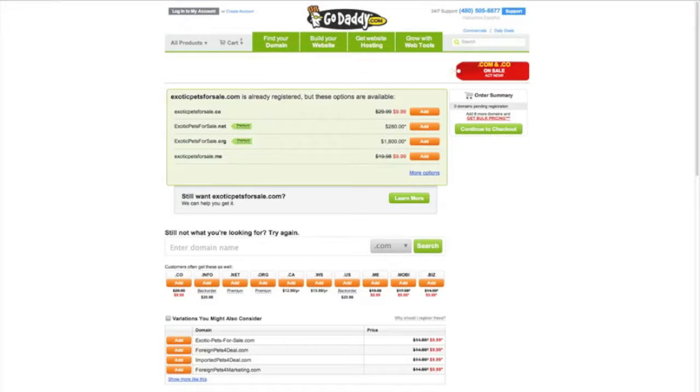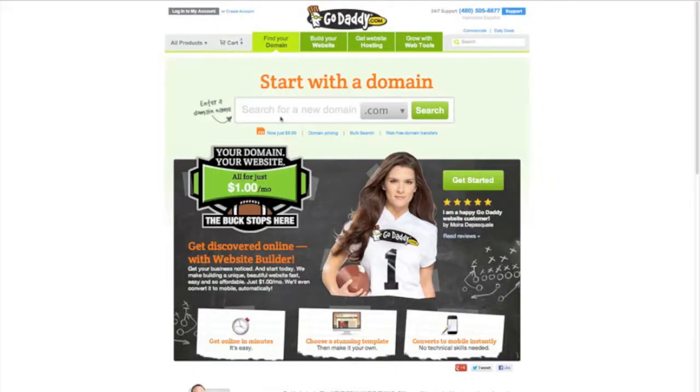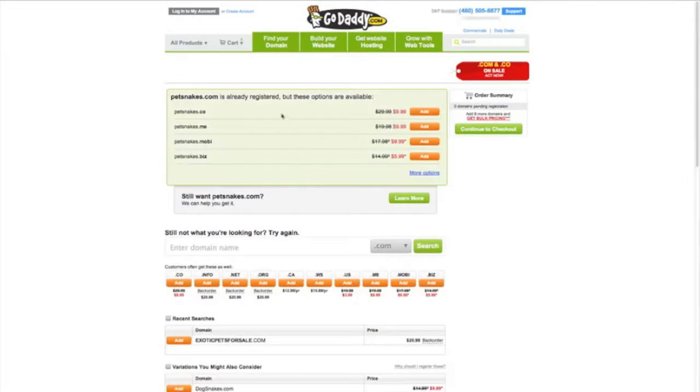Exotic pets for sale. Let's look at, what was the other one? I think it was pet snakes. Let's see what pet snakes looks like. And that is not there either. See, I want a .com, a .net, or a .org. Those are the ones that I want, so I'm not really going to go with anything else. So pet snakes and exoticpetsforsale.com are not available.